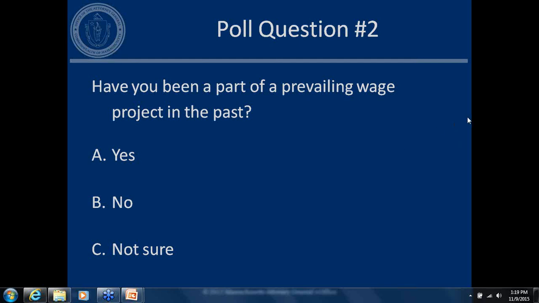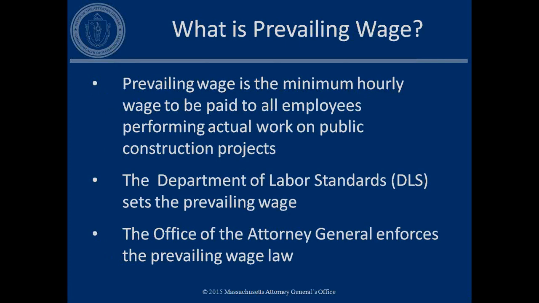All right, so what is prevailing wage? Where I start with this, basically, as it says on the slide, prevailing wage is a special minimum wage set for public construction projects in the Commonwealth by the Department of Labor Standards for work that is actually performed on the project by employees. So the Department of Labor Standards sets the prevailing wage. Just to be clear, Eileen mentioned this, and then the Attorney General enforces the prevailing wage.